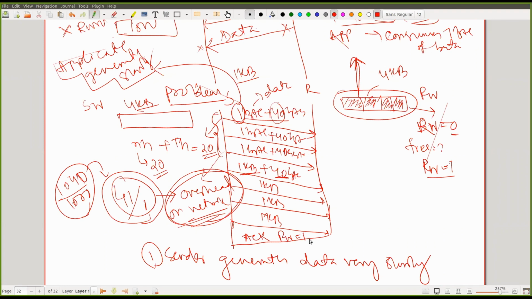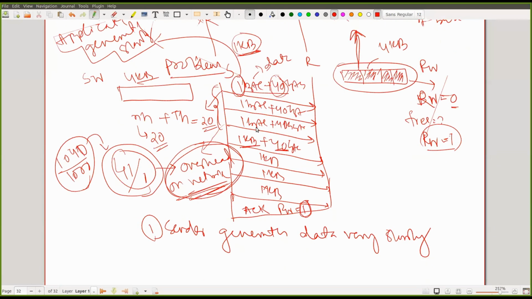What the sender is going to do, due to the restriction of the receiver, is that even if he generates 1 KB of data, he cannot send 1 KB of data. He can send only 1 byte of data. If he sends 1 byte of data, 40 bytes of header are added. Again the same problem. So that's why in the second scenario, the same problem can arise because of the receiver.